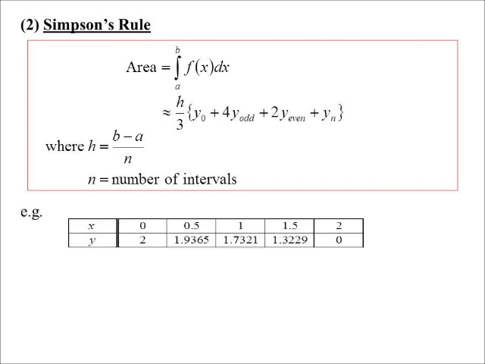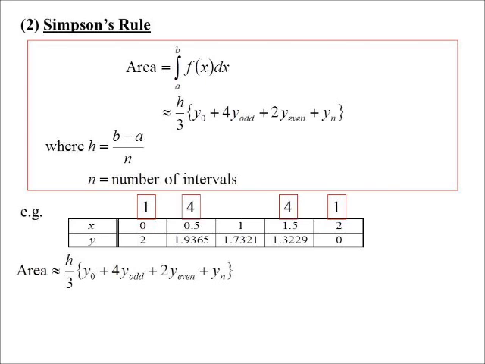Let's do the exact same question. There's my table of values. There's my formula, 4y odd, 2y even. But again, this is where writing it above the table is really useful. So I make sure I know which ones I'm multiplying by 4, which ones I'm multiplying by 2. So I start off with 4, and then there's 2.